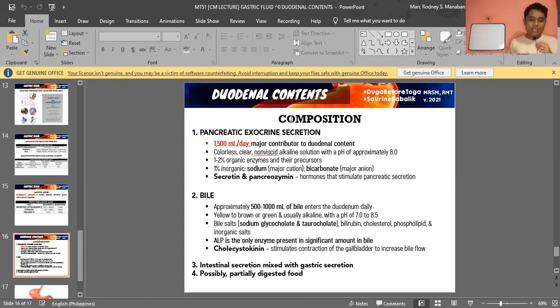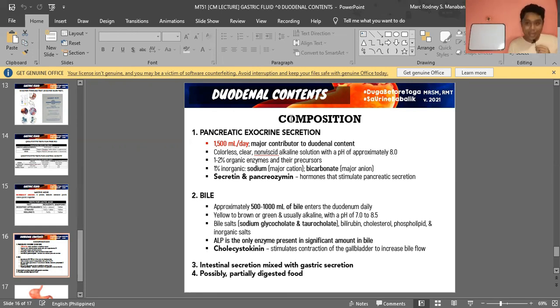All right. It's a colorless, clear, non-viscid alkaline solution, pH of approximately 8, with 1 to 2% organic enzymes and precursors. 1% is inorganic, with sodium as the major cation and bicarbonate as the major anion. And we have the hormones secretin and pancreozymin. Okay. These are needed to stimulate pancreatic secretion.